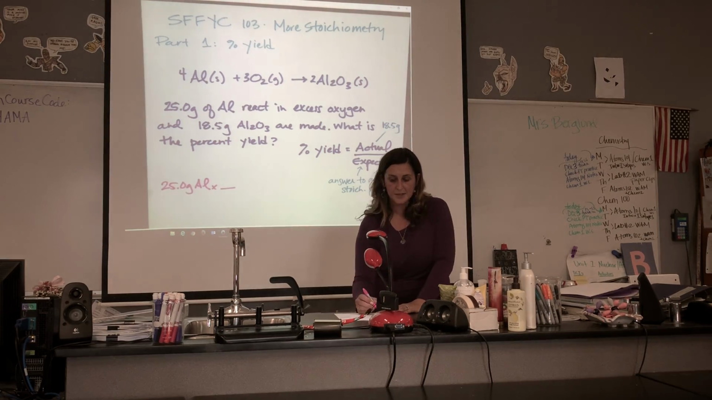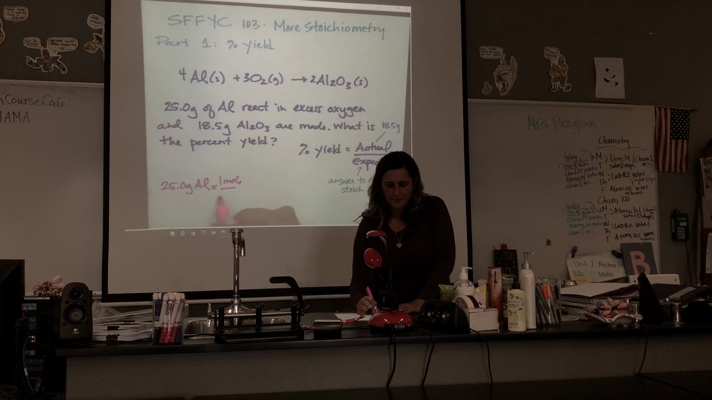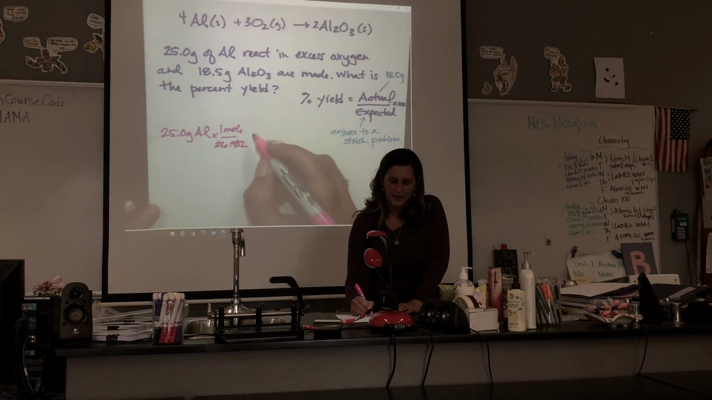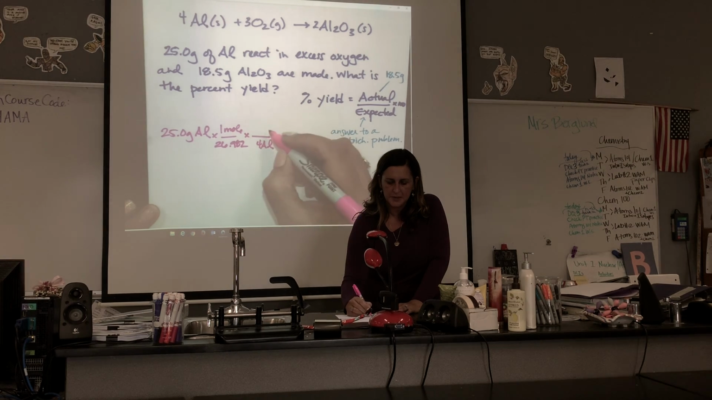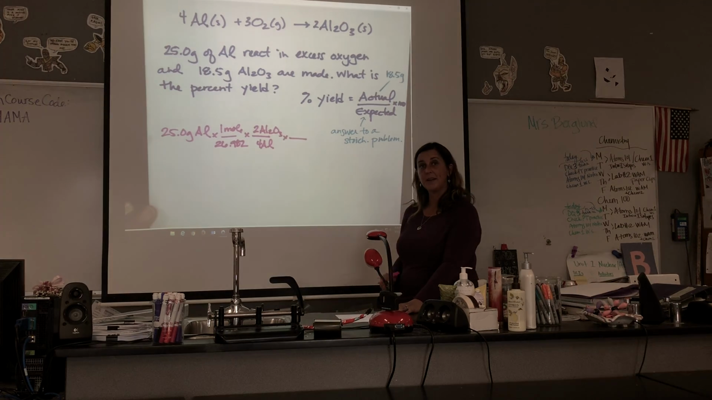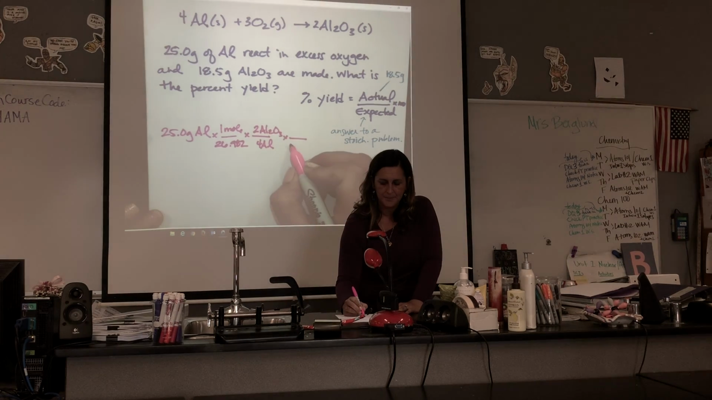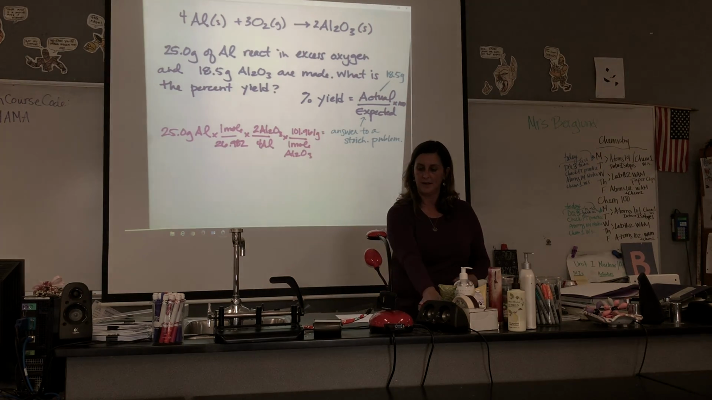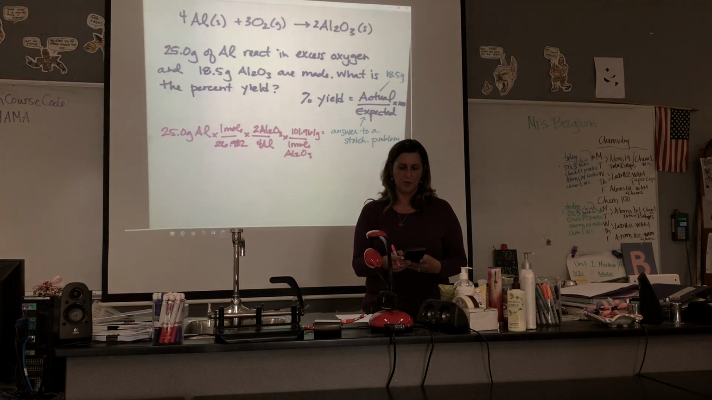And we're going to first convert that to moles using the molar mass of aluminum. Scoot that up a little bit. And then we'll use a mole ratio. So we have 4 moles of aluminum to 2 moles of Al2O3. And then we want to get to grams of Al2O3. So we're going to do 1 mole of Al2O3 to 101.961 grams. That's the molar mass of aluminum oxide.